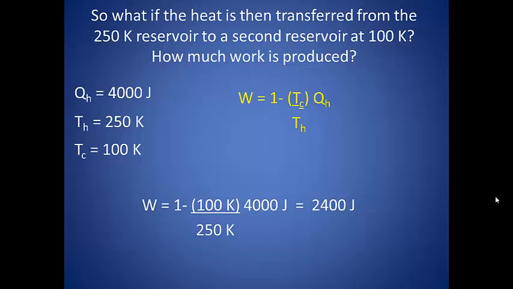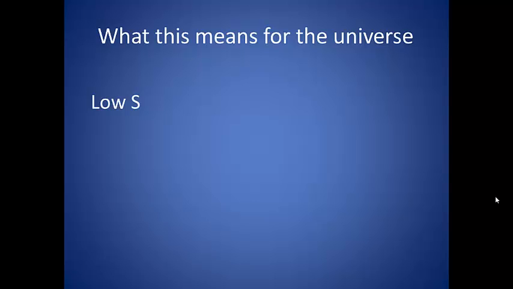Since the entropy change is greater in the second process, there is less work done, taking us back to the idea that entropy is the unavailability of energy to do work. So what does this all mean?